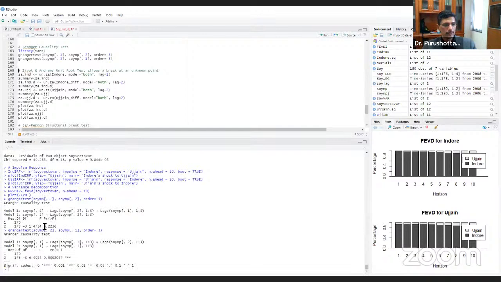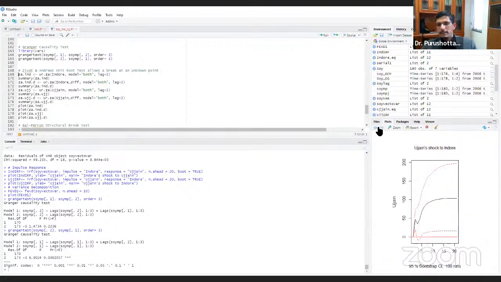So this one doesn't cause, but yes, this one. If we see this Indore series, this Ujjain series Granger causes the Indore series. Okay, we have taken 1, 3, with Indore as dependent, and then Ujjain as dependent and Indore independent. So in this one, there is Granger causality.